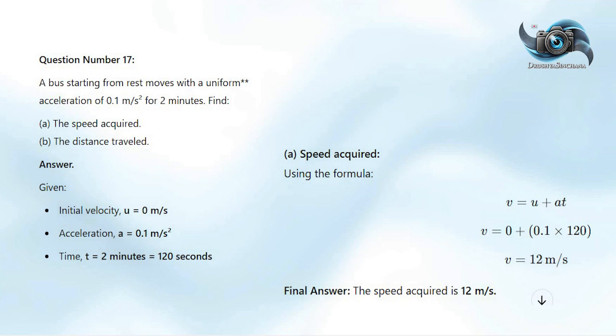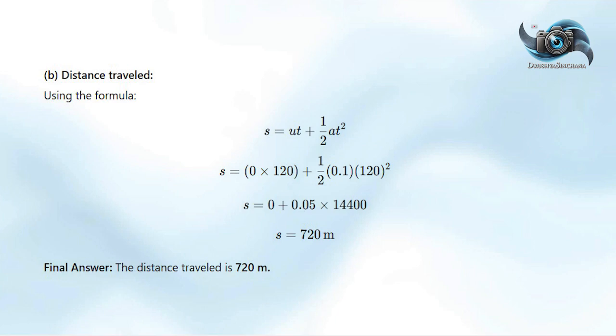A. Speed acquired. Using the formula, final velocity equals initial velocity plus acceleration multiplied by time. Final velocity equals 0 plus 0.1 multiplied by 120. Final velocity equals 12 meters per second. Final answer, the speed acquired is 12 meters per second.